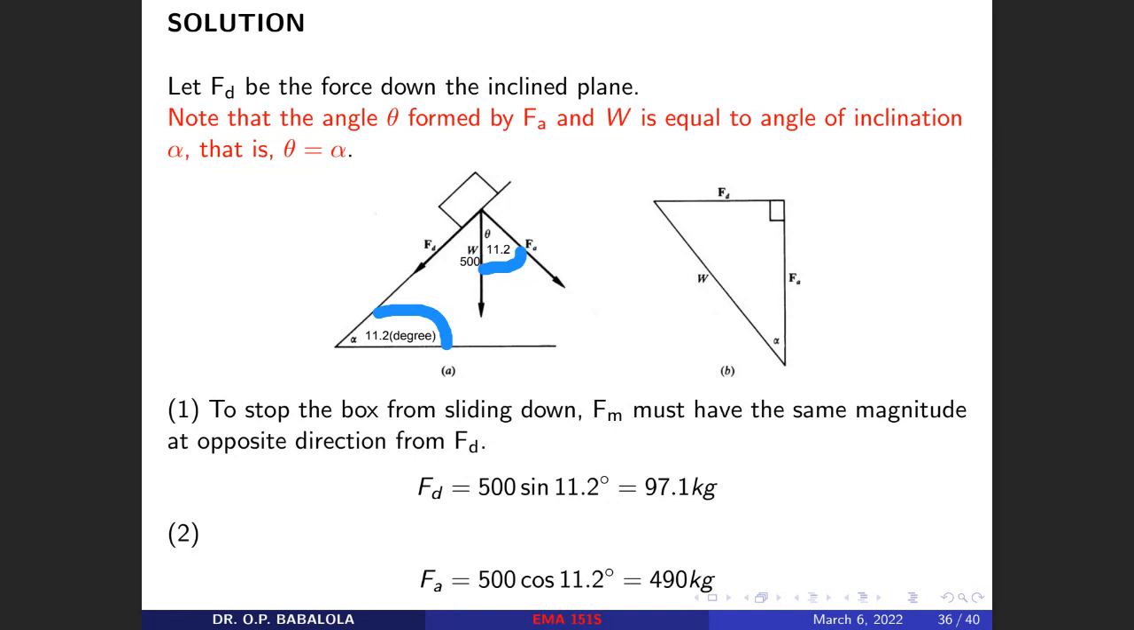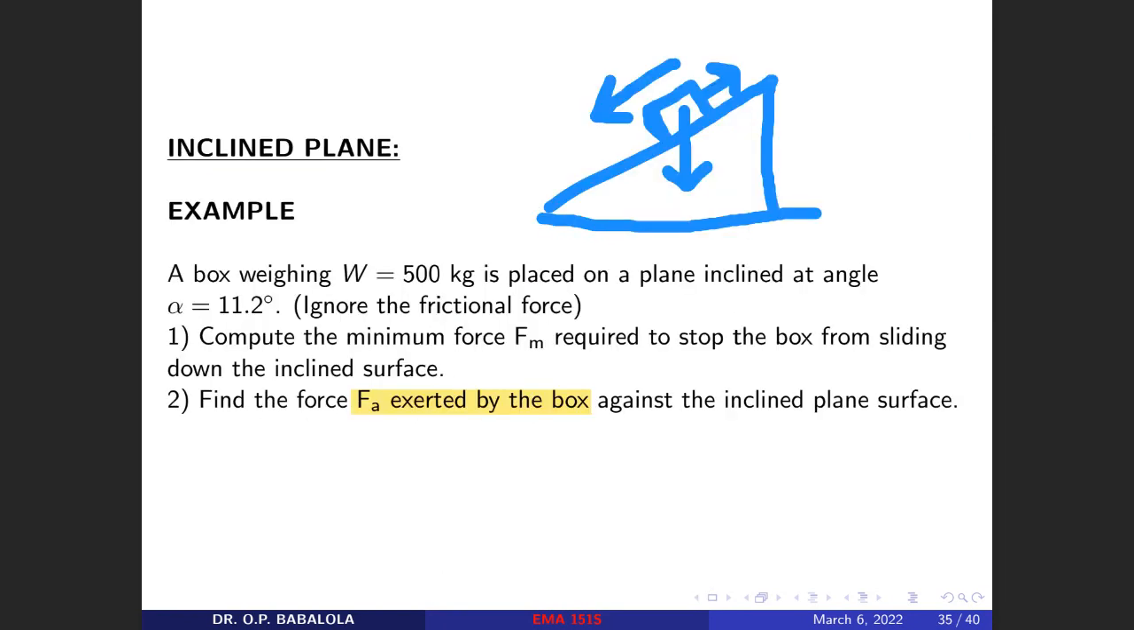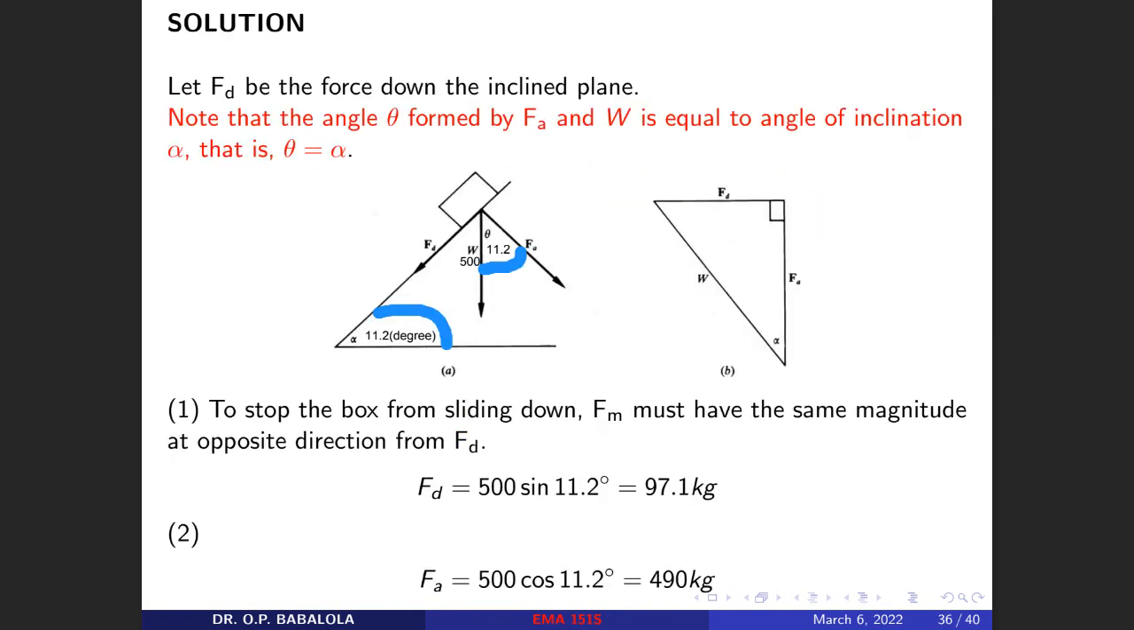FA, let's just stick to one nomenclature. FA is the force that I've highlighted here. I don't want you guys to be confused. I want us to have the same representation. FA is the force exerted by the box against the inclined plane surface. Yes, it can be the normal force, but I don't want to use terms that will confuse others. Let's just leave it as the force exerted by the box against the inclined plane surface. All right.